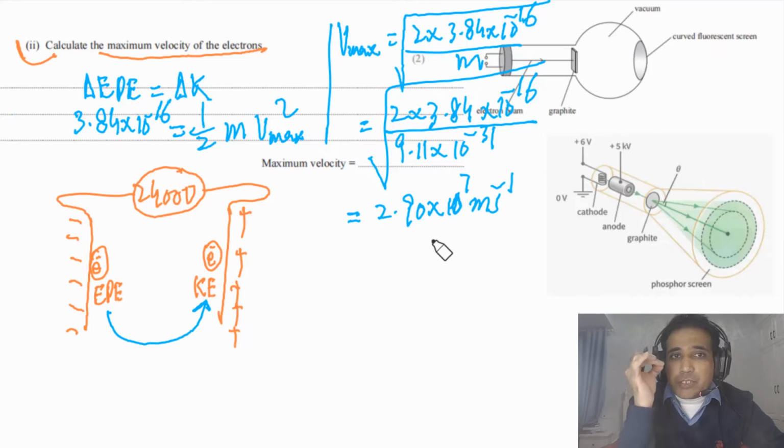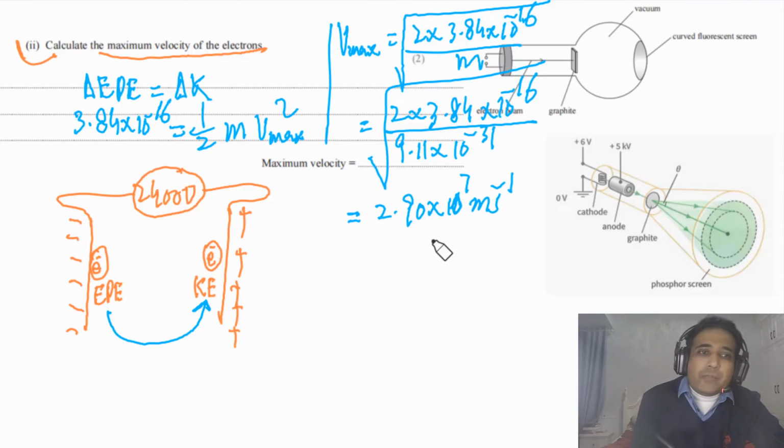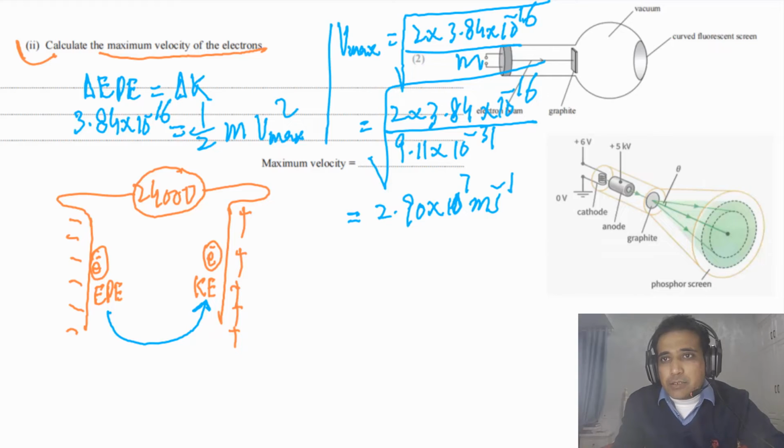So this is how we can calculate, and this is the maximum velocity, maximum speed, because in this case we assume all the electrical energy has been converted into kinetic energy.